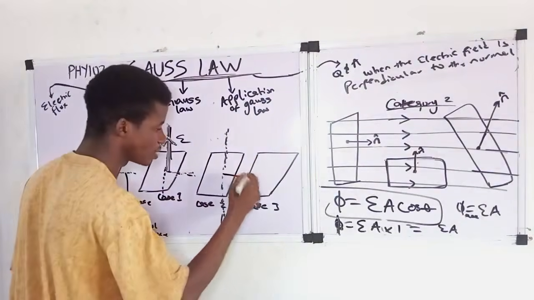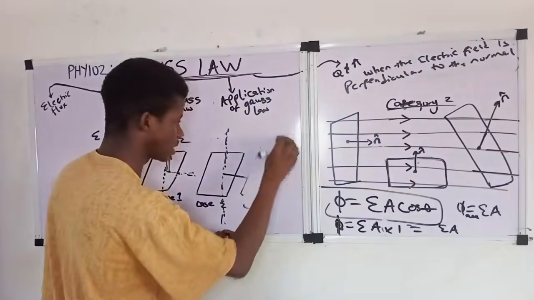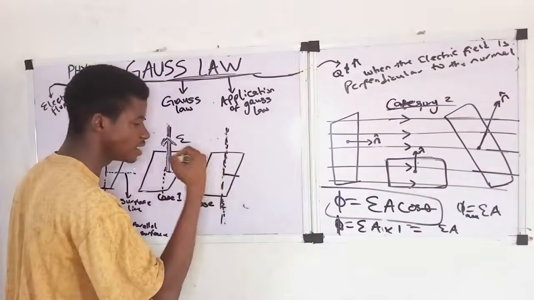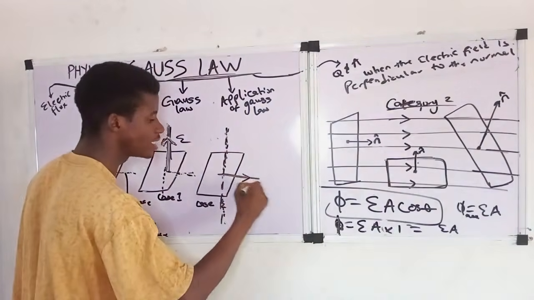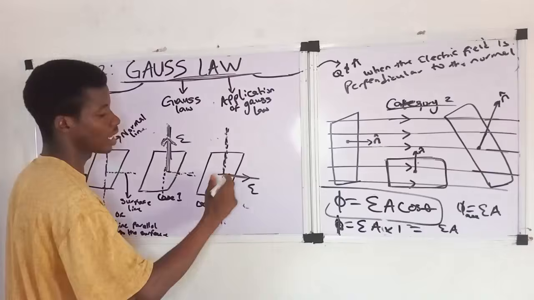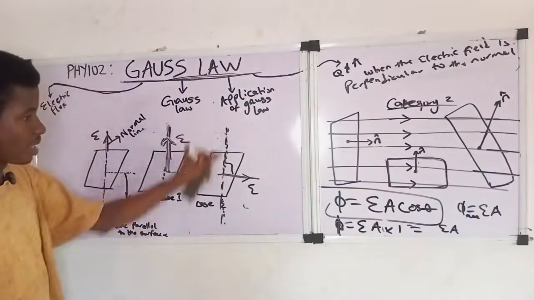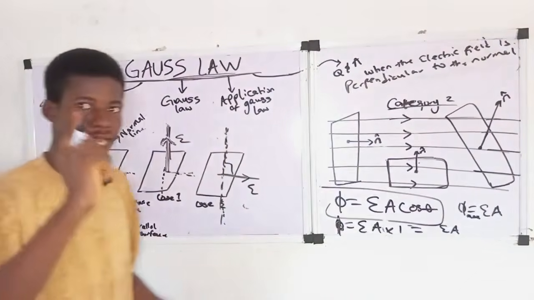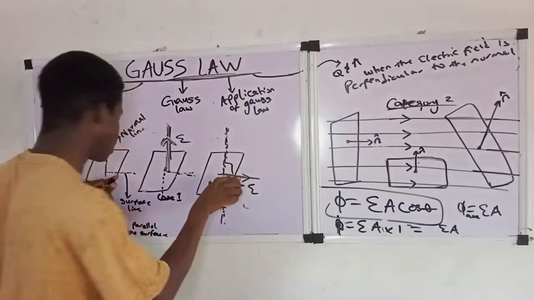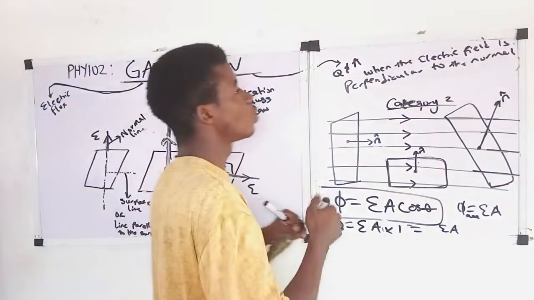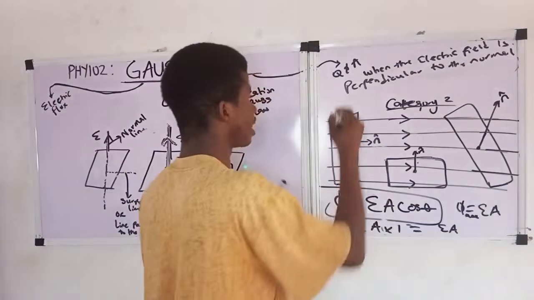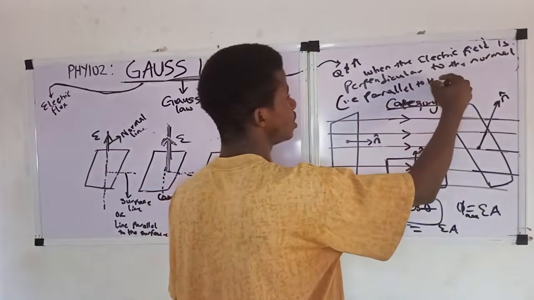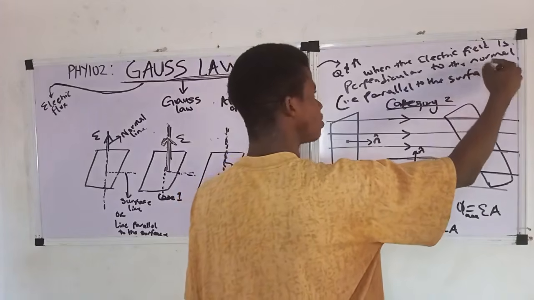Let me just clean this third case first. Now this is the normal, right? So in this second case, when the electric field is perpendicular to the normal, and at the same time it is parallel to the surface. So you can say when the electric field is perpendicular to the normal, that is parallel to the surface.